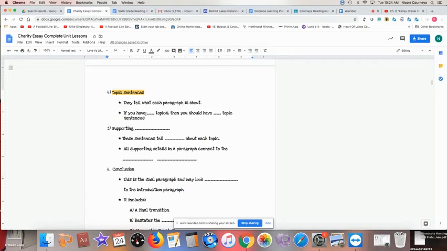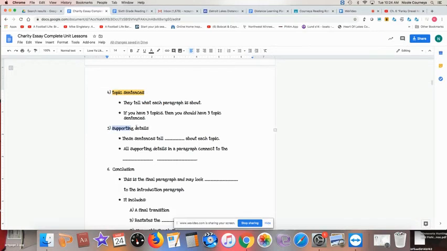Okay, here's just a helpful hint. If you have 3 topics, then you should have 3 topic sentences. So in our case, since we're looking for 3 things that our charity does, we will have 3 different topic sentences. Okay, supporting details will be the next thing that we are working with.